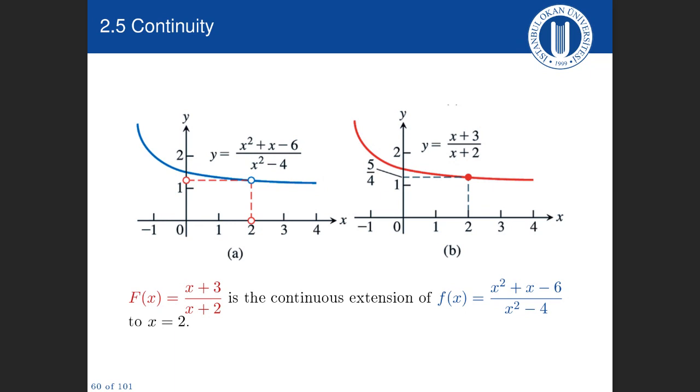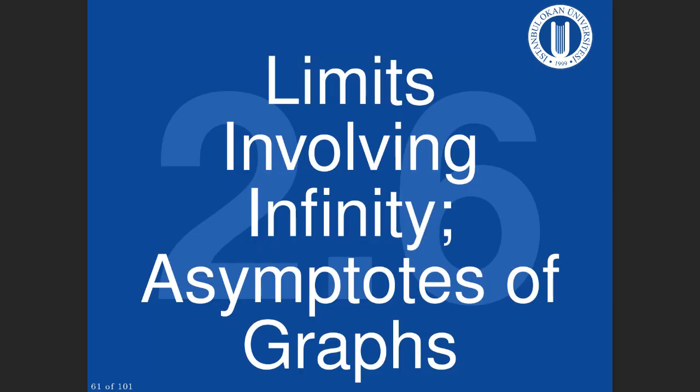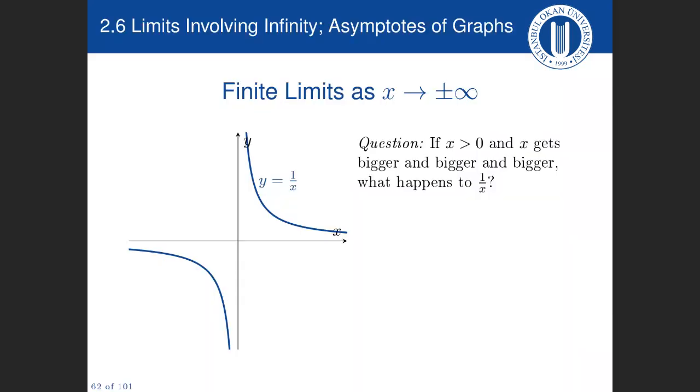Our final section for today's lesson is section 2.6. We're going to talk about limits involving infinity and asymptotes of graphs. First, finite limits as x tends to infinity or x tends to minus infinity.